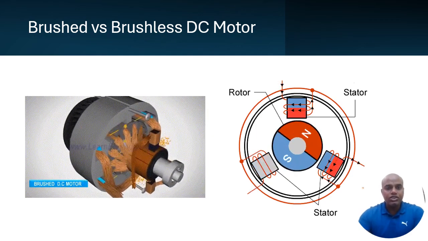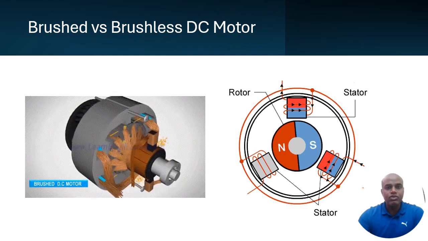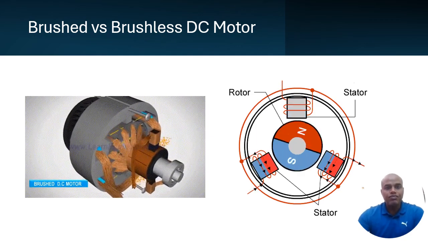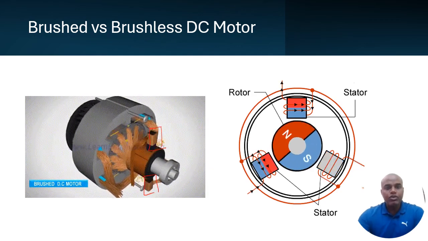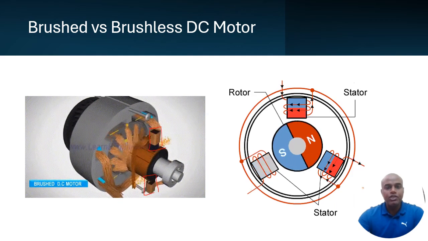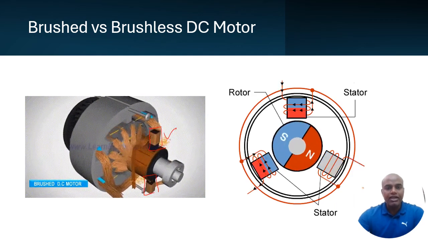Here, as we can see, the first picture is the brushed DC motor. It is clearly visible that in the brushed DC motor, the power to the rotor is given through the brushes. These are carbon brushes held over the commutator, and the rotor also has windings, so the rotor windings are supplied through the brushes and the commutator.